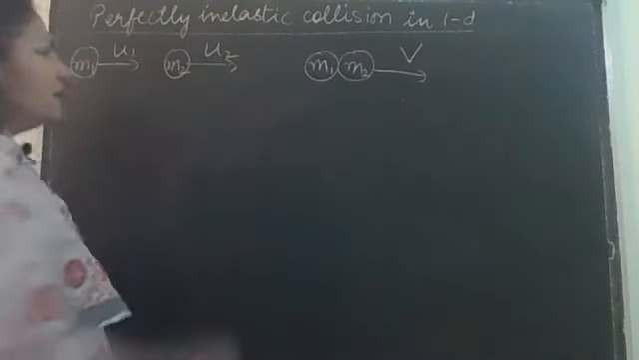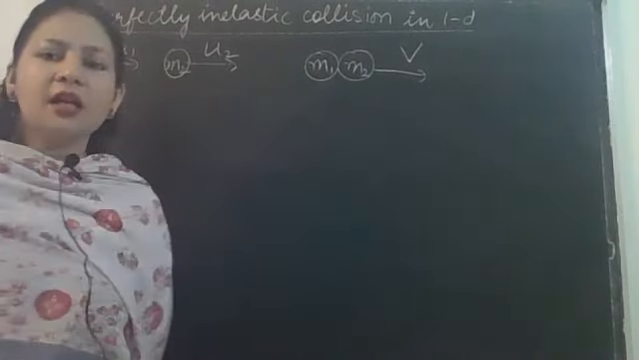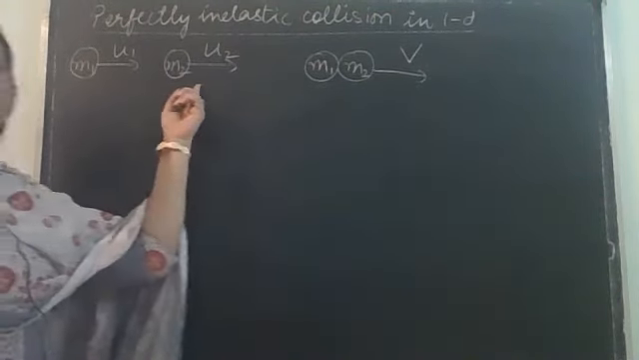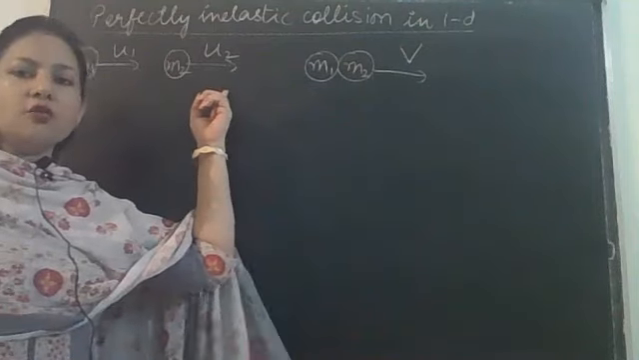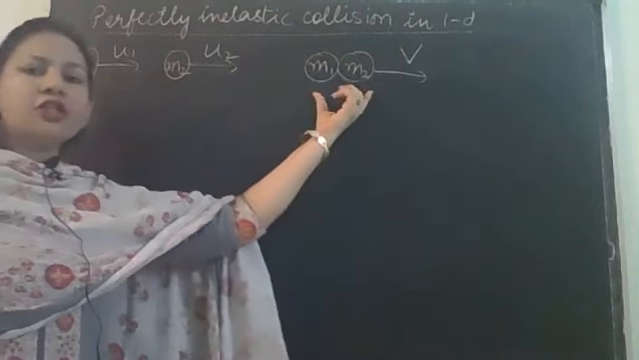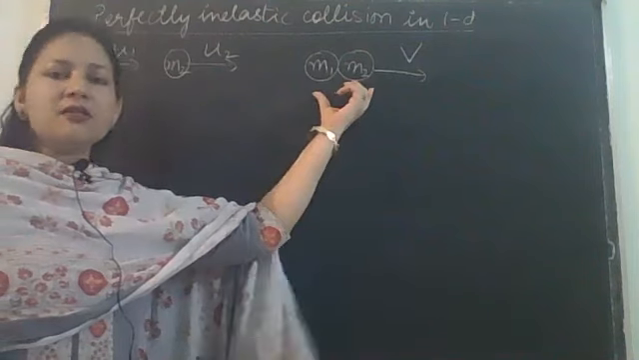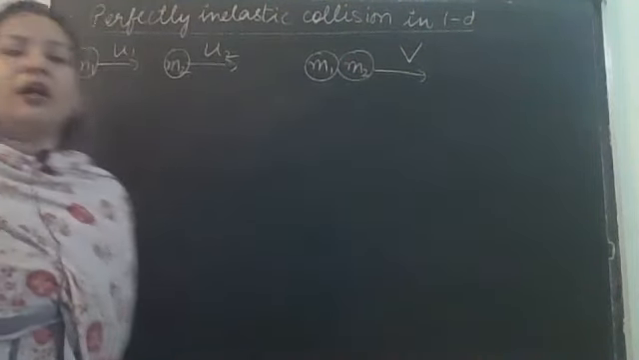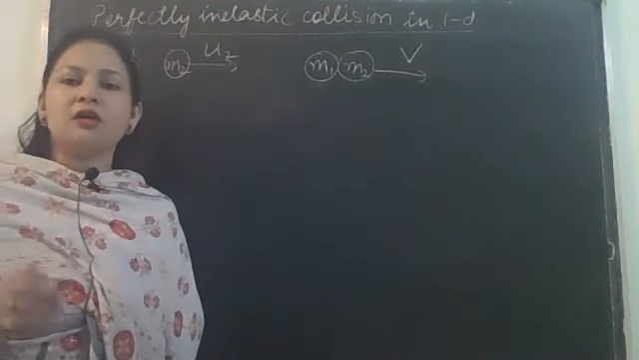So we have in front of us a perfectly inelastic collision in one dimension where two balls of masses m1 and m2 are moving with initial velocities u1 and u2. After the collision, they behave as a combined system, they stick together and start moving with a common velocity v. Our aim is to find the common velocity v.